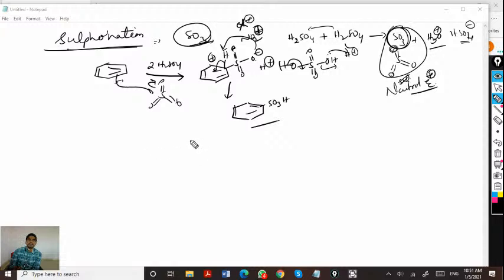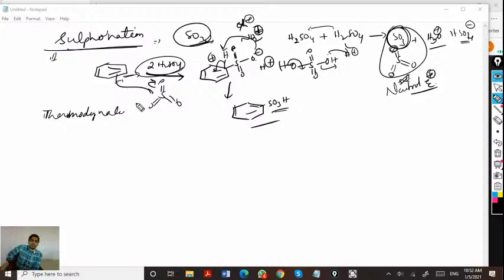So what happened? When benzene is treated with sulfuric acid, it will be sulfonated. So this is the sulfonation reaction. During the electrophilic substitution reaction, I have given that sulfonation is a thermodynamic reaction but not a kinetic reaction, so it is under temperature conditions.